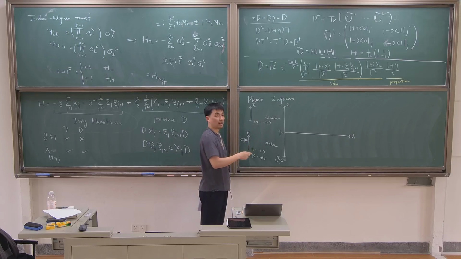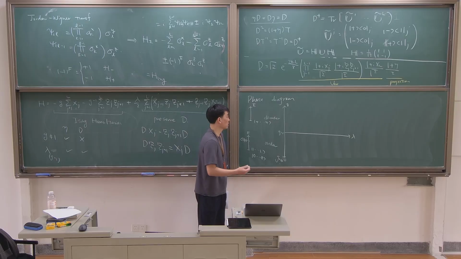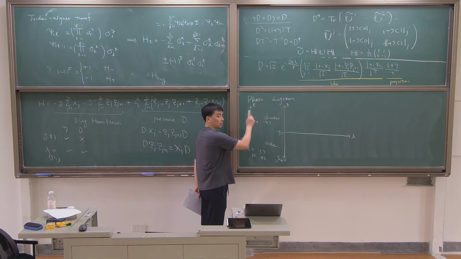So plus is the eigenvector of sigma x with its eigenvalue. And then the ground state is plus plus plus plus. And the first excited state is the order one, it's gapped.